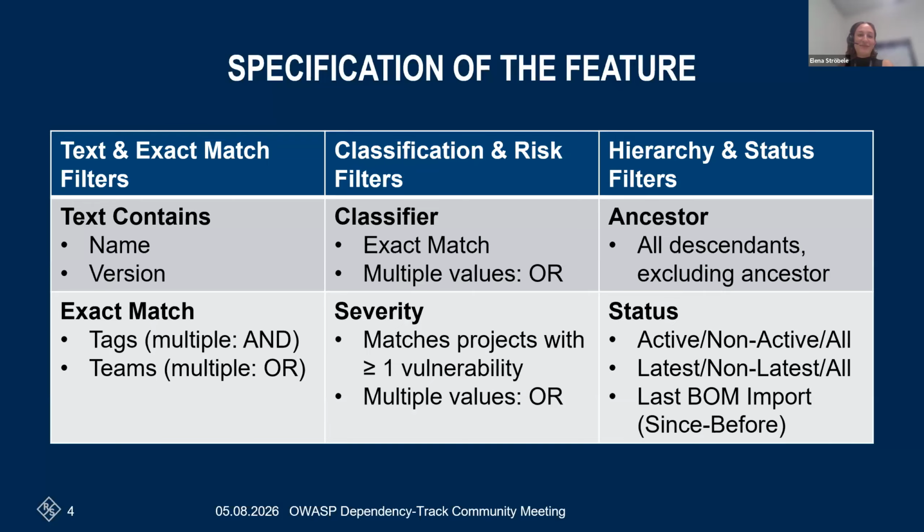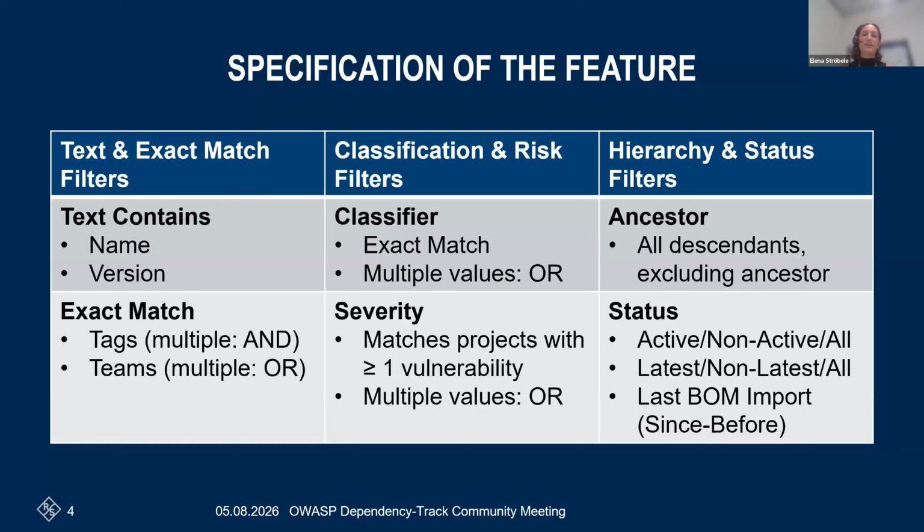Okay. Let's have a look at the specification of the feature. Basically, we have now 3 classes of filters available. The first class are text and exact match filters, the most intuitive ones, I would say. You have a text contains mechanism for name and version, so substring matching, and an exact match for tags and teams. For tags and teams, it is new that we can now filter for multiple tags and teams. For tags, the results must match all the selected tags, and for teams, the results must match at least one of your selected teams.